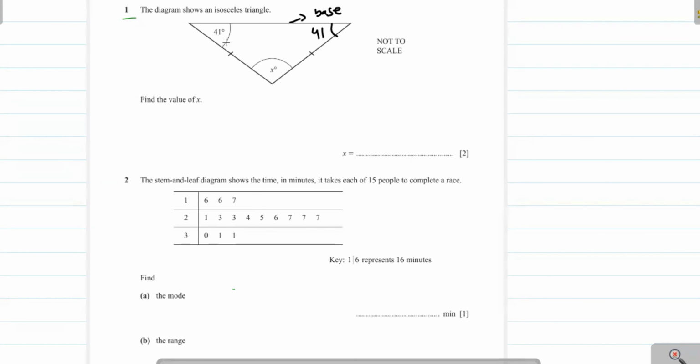Now you see here the sum of the interior angles of a triangle is equal to 180. Therefore, we write x plus 41 plus 41 equals 180 degrees. And therefore, x will be equal to 180 minus 82, and this value will be equal to 98 degrees. And this is the value of x.